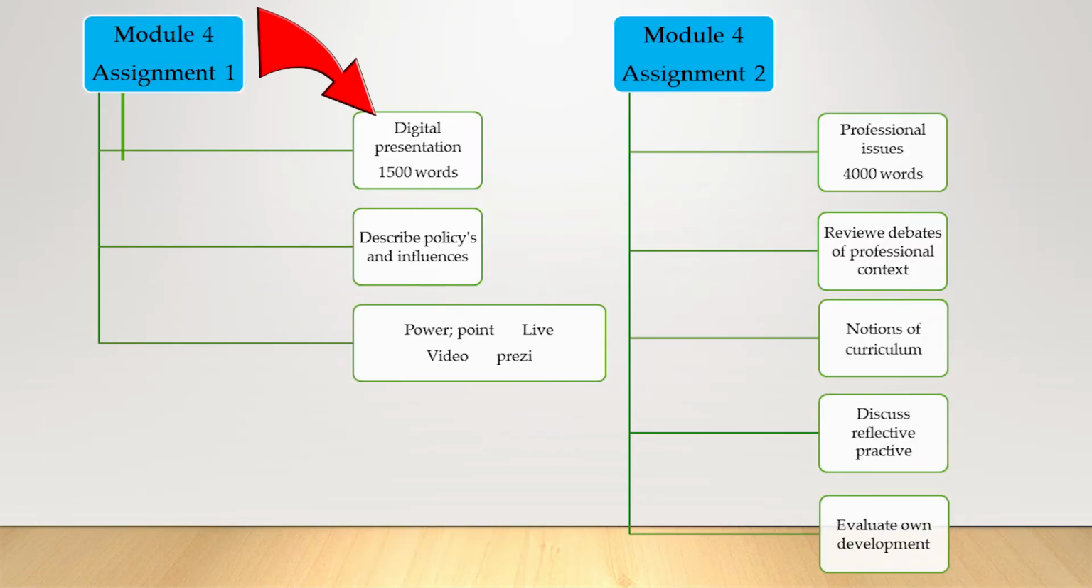Module 4 has 2 assignments. Assignment 1 is about policy and influences onto the curriculum. So you could write about any policy. This needs to be a digital presentation of approximately 1500 words. It could be a PowerPoint, it could be presented live, could be set as a video or a Prezi.